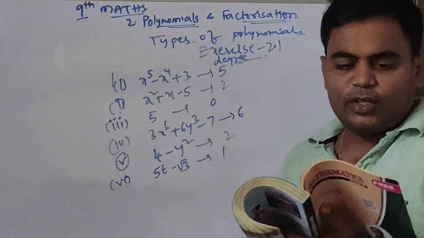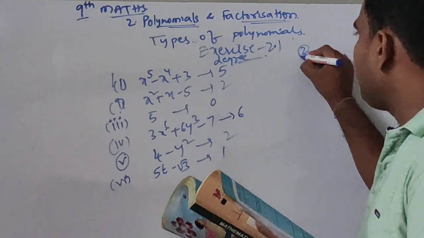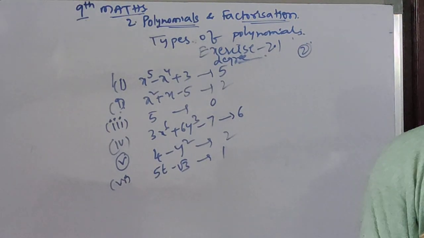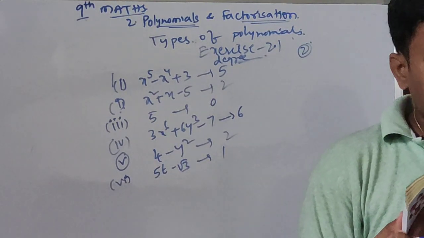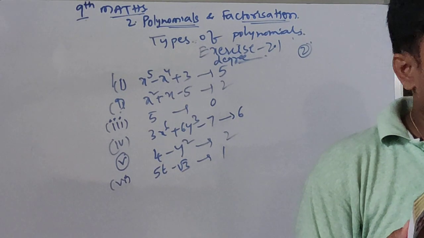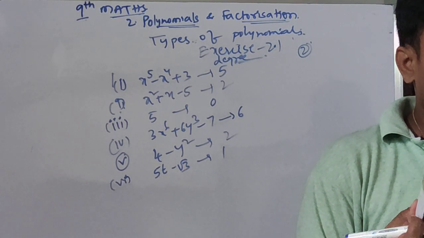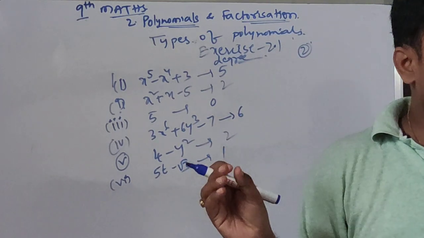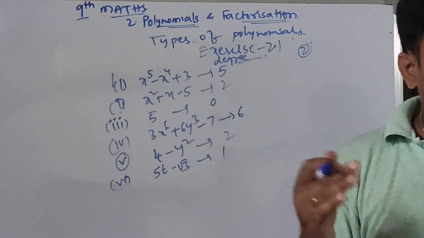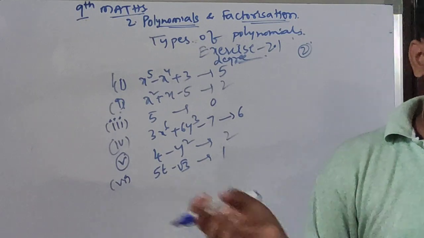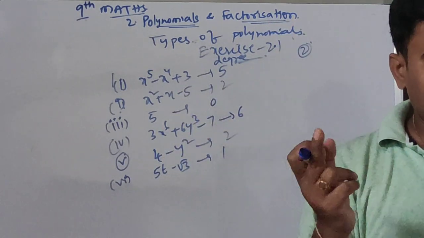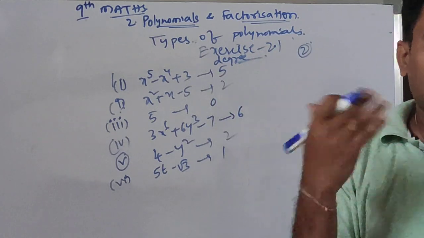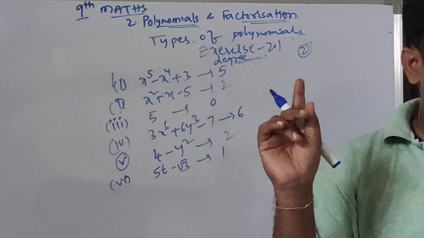Next, question number 2. Which of the following expressions are polynomials in one variable and which are not? Give reasons for your answer. Okay. So here some questions. Which of them are polynomials? Which of them are not? Which of them are polynomial in single variable? One variable is nothing but we should have only x or y or whatever, only single.